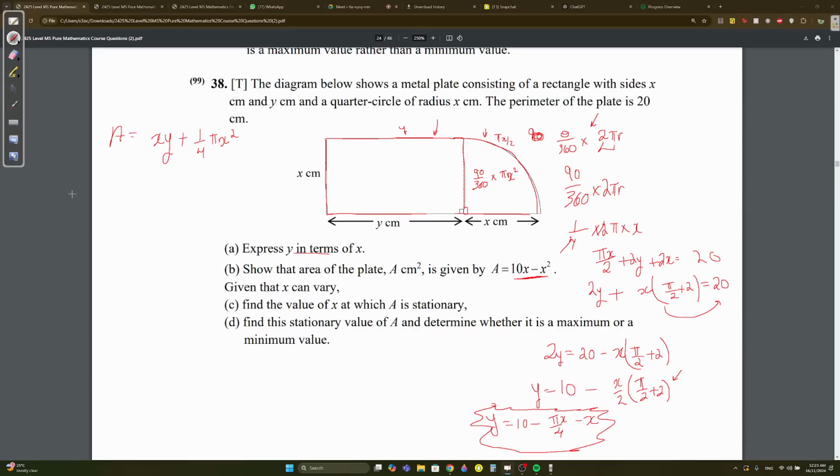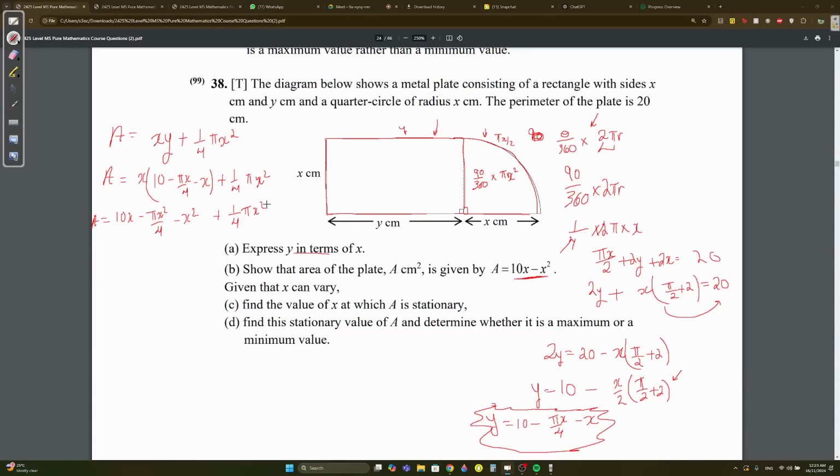We found an expression for y, so we're going to substitute that y now. A is going to be equal to x times (10 minus pi x over 4 minus x) plus 1 over 4 pi x squared. Let's distribute. A is equal to 10x minus pi x squared over 4 minus x squared plus 1 over 4 pi x squared.